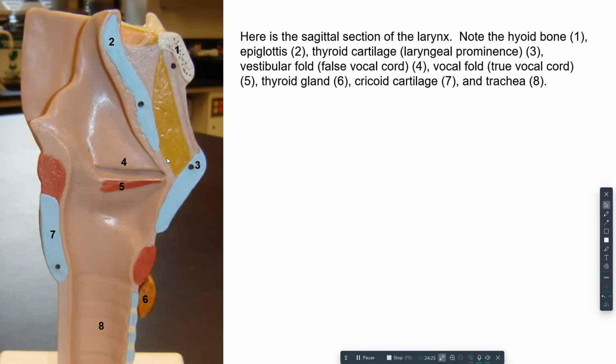If we cut this further, again, we can see that hyoid bone, that thyroid cartilage, that thyroid gland, that cricoid cartilage, and the trachea down here. I can also see my two folds. The lower fold here is the vocal fold, also known as the true vocal cord. The upper one is the vestibular fold, also known as the false vocal cord.